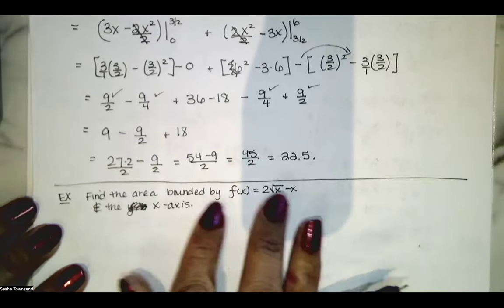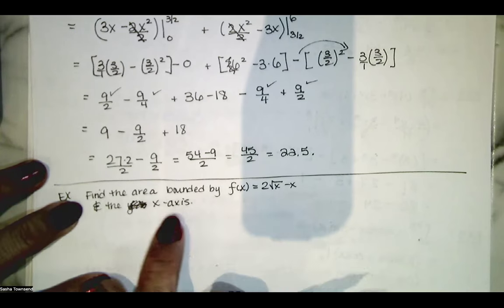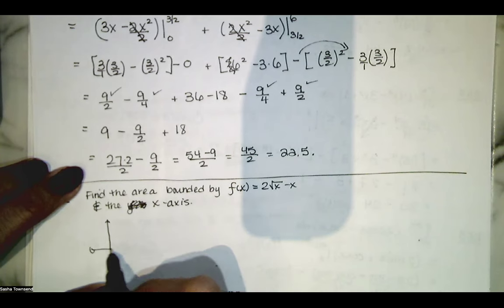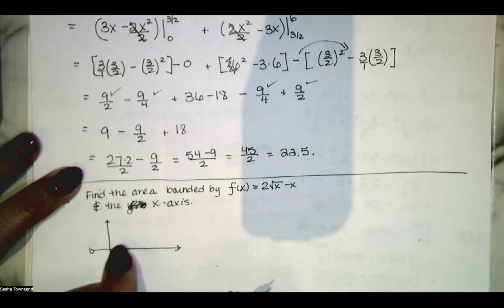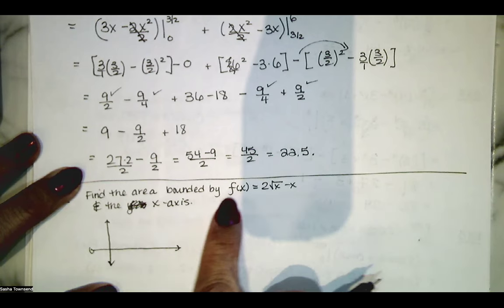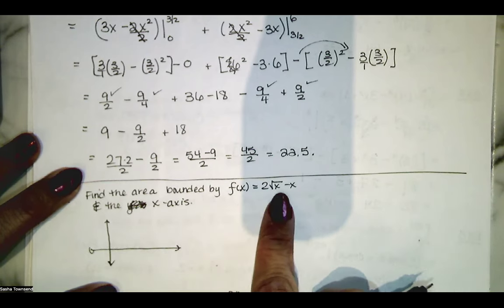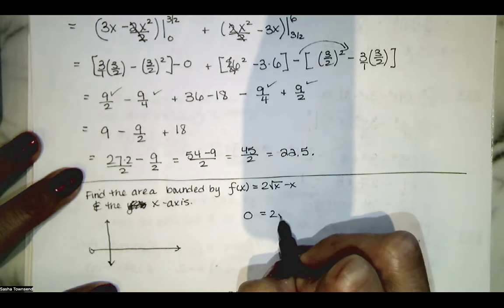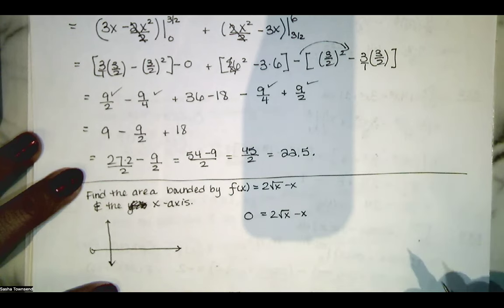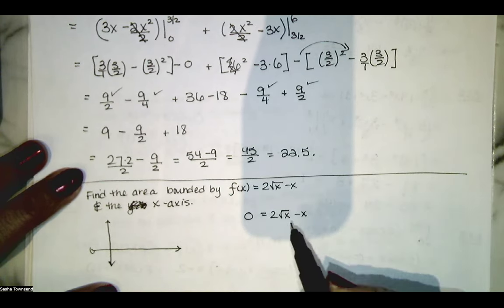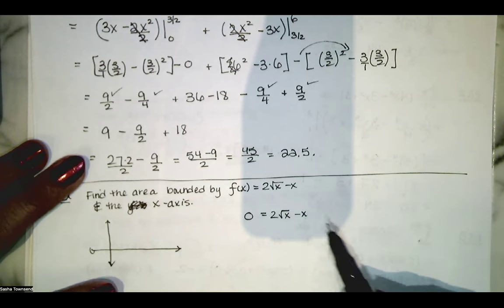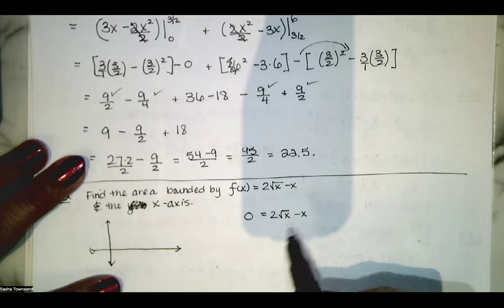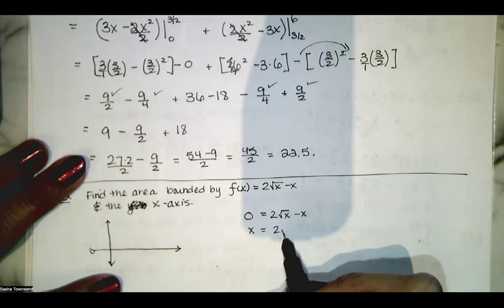Okay, so if I'm given this and I don't know what the graph looks like, I remember that the area bounded by the function and the x-axis is going to require us to find those x values where the y values on this graph are 0. So I'm going to set y equal to 0, or replace f of x with 0, and then solve for x. Now this is an equation involving a radical. So to solve this, I'm going to get the radical expression on one side and all the other terms on the other side. I'll do that by adding x to both sides.